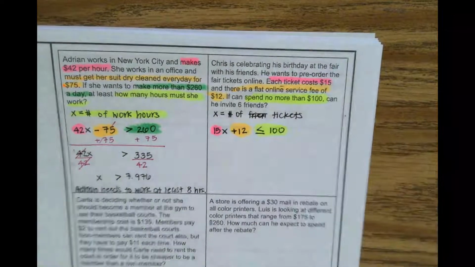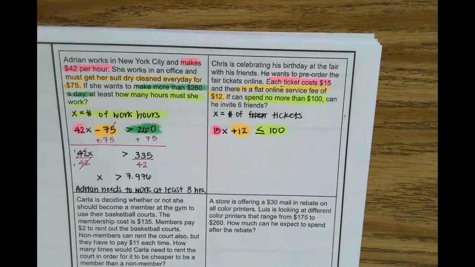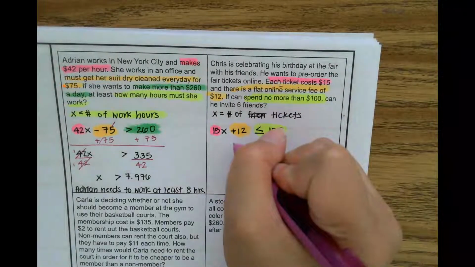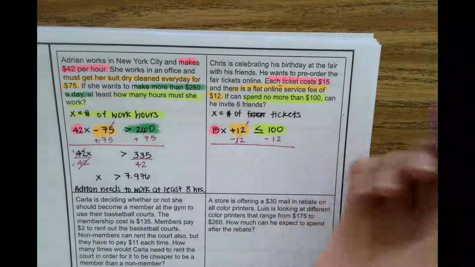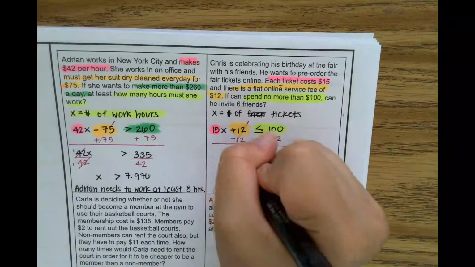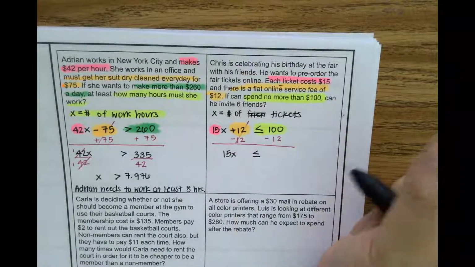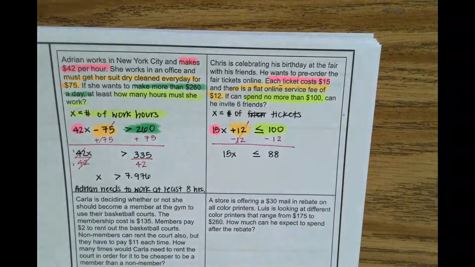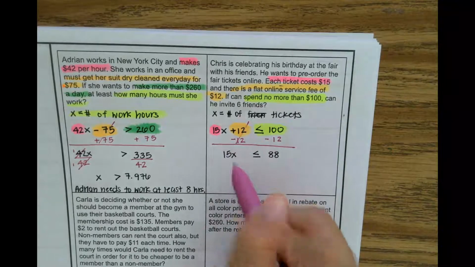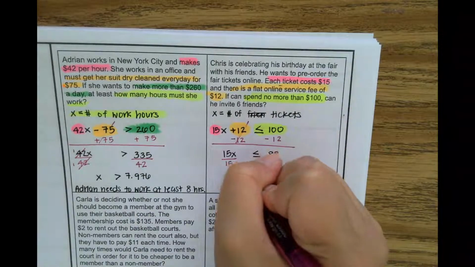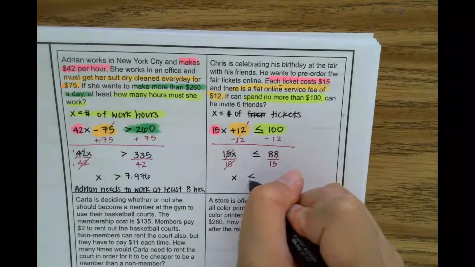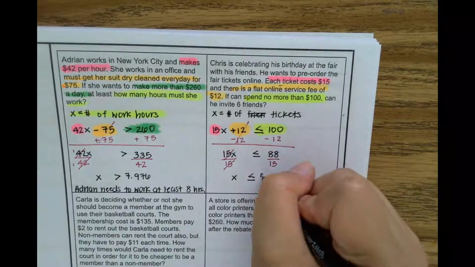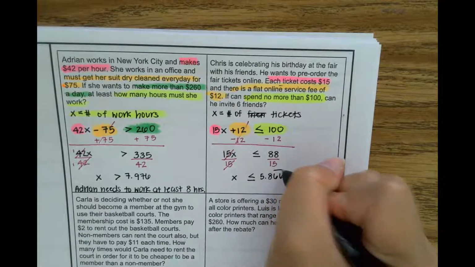Okay? And then after that, once we set it up, that's the hardest part, we just need to solve. So since this is plus 12, I'm going to subtract 12 on both sides. 12 minus 12 is 0, leaving me with just 15x plus 0, which is 15x. And then 100 minus 12 is 88. And then the last part here, this is 15 times x, so I'm going to get rid of it by dividing by 15. 15 divided by 15 is 1, so this becomes 1x is less than or equal to 88 divided by 15, which ends up being 5.866666 forever. Okay, so here we go.